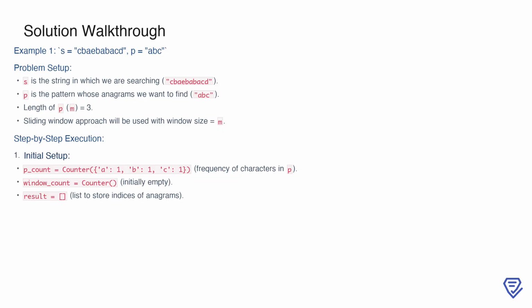To get started, we initialize a few things. First, p_count is a Counter object that holds the frequency of each character in p, so it's a 1, b 1, c 1. Then, we set up window_count, another Counter that will track character frequencies in the current sliding window of s, and we initialize it as empty. Finally, we create an empty list called result, where we'll store the starting indices of any anagrams we find. With this setup, we're ready to begin iterating through the string s to look for matches.